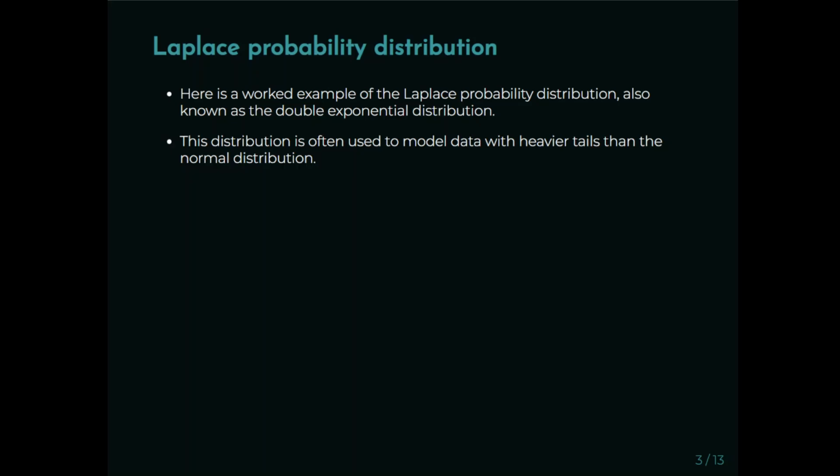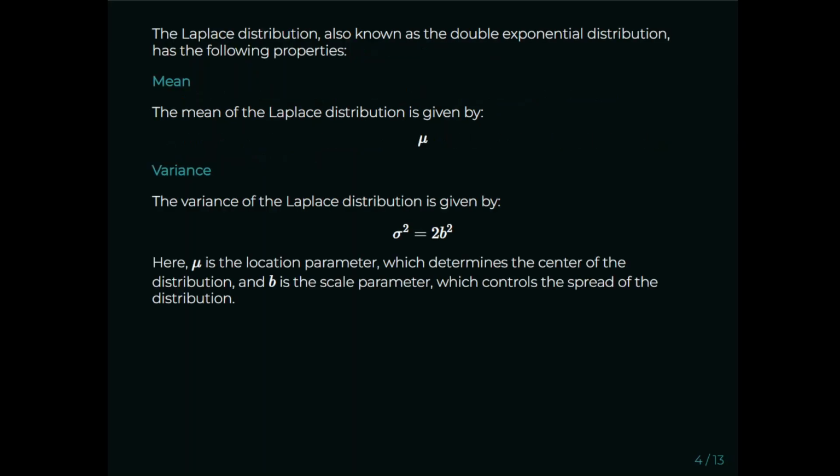This distribution is often used to model data with heavier tails than the normal distribution. So it's sort of a specialist in that case. It's basically a heavy tail distribution, which has a lot of outlying values. It has the following properties. The mean of the Laplace distribution is given by mu. Mu is the location parameter, mu is the mean, so that is the center. It couldn't be more straightforward. The variance of the Laplace distribution is sigma squared equals 2b squared, and that controls the spread of the distribution.